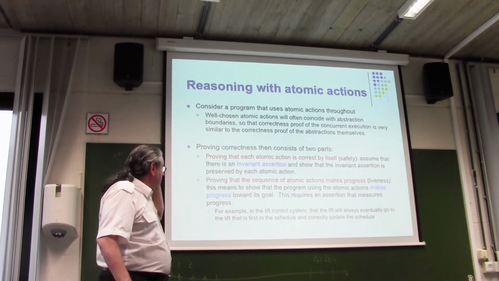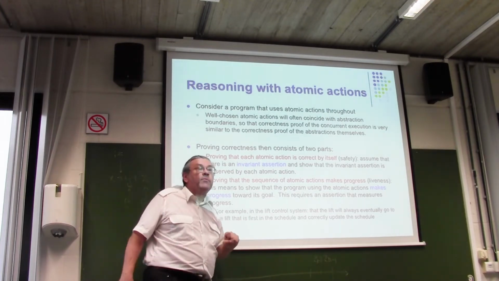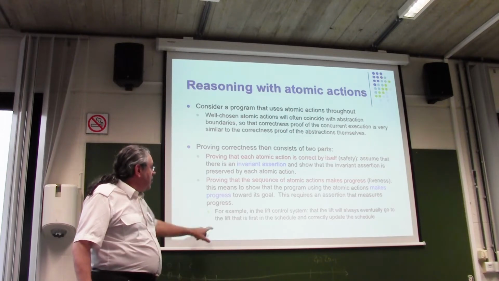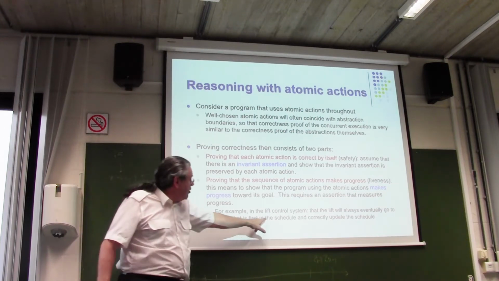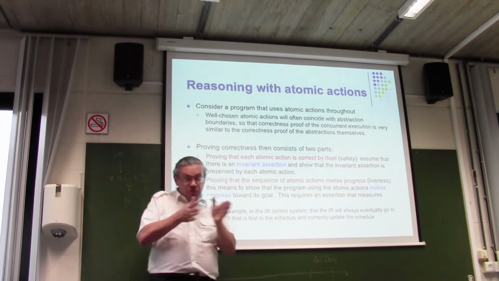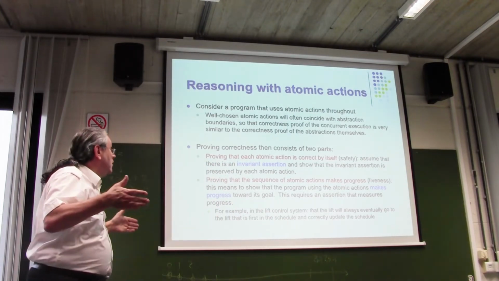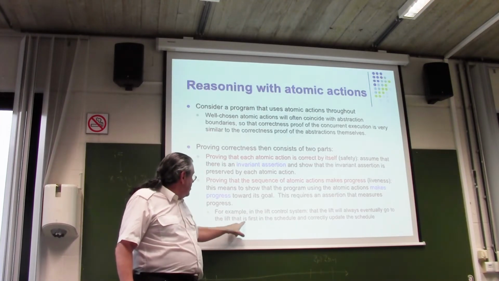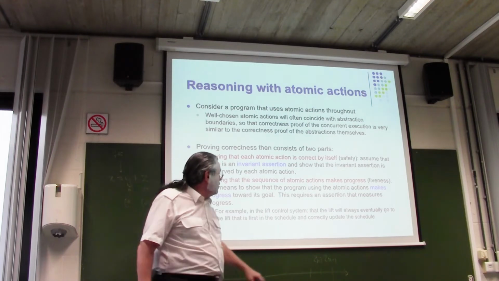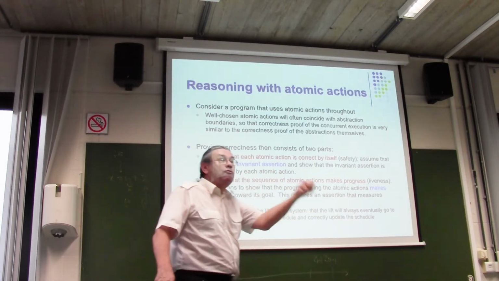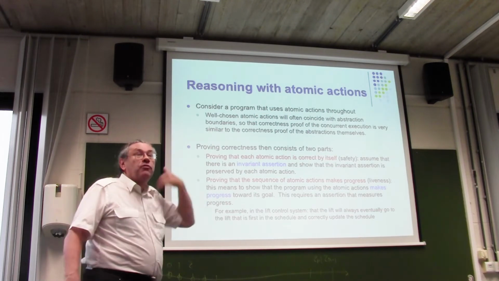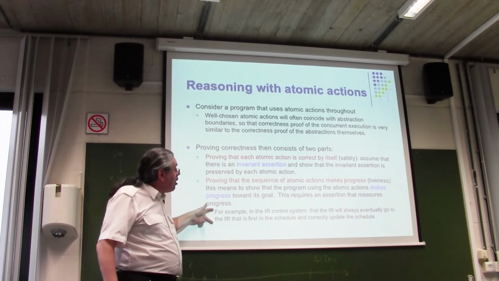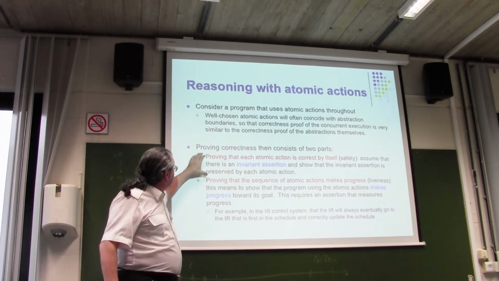Okay? Remember, we did the lift control system. You can do it in a similar way also for multi-agent. You want to prove there's a schedule. Remember, the lift has a schedule, which is a list of floors it has to go to. And you want to prove that the lift will always eventually go to the floor that is first in the schedule, and it will correctly update the schedule. So remove the first one. And then it will always go to all of them. Okay? So this is progress. So you have safety and liveness.